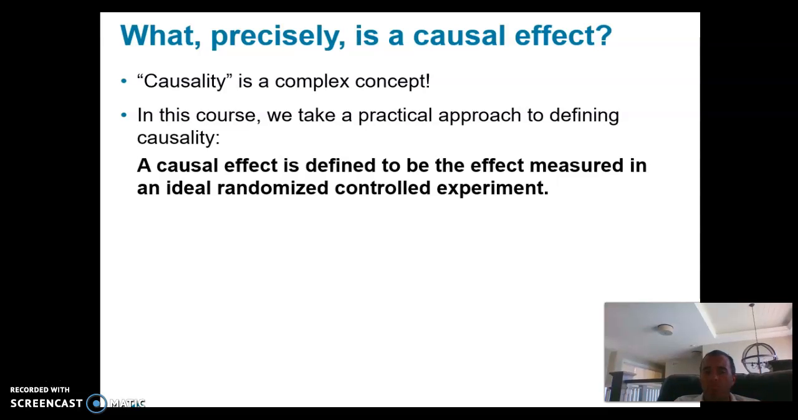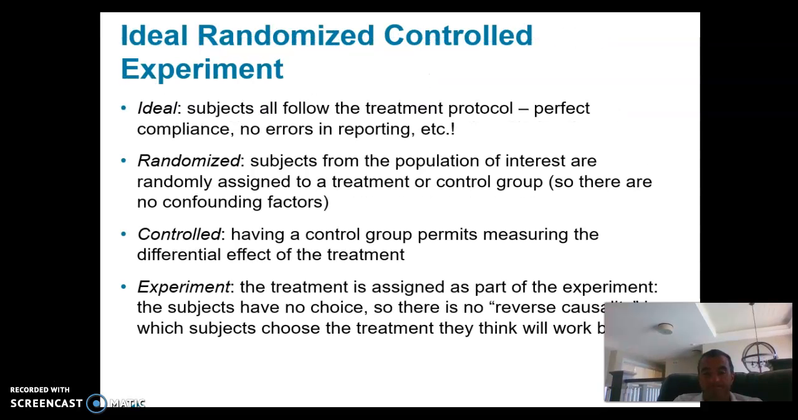Now, causality is a very complex concept. In this course, we take a practical approach to defining causality. A causal effect is defined to be the effect measured in an ideal randomized controlled experiment. There are a lot of controlled environments that we look at, and we have to make decisions on those controlled environments.